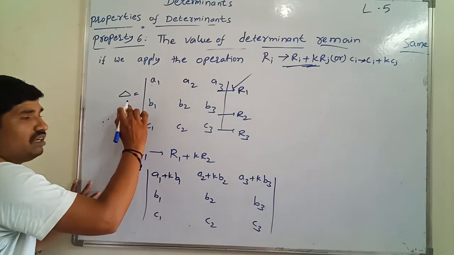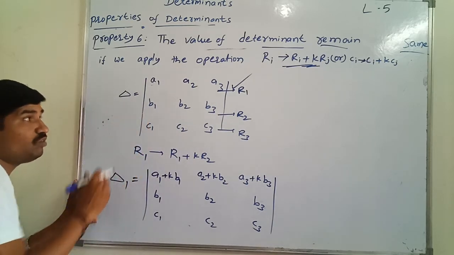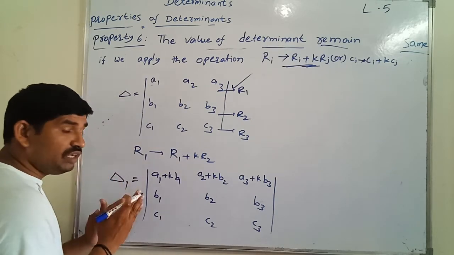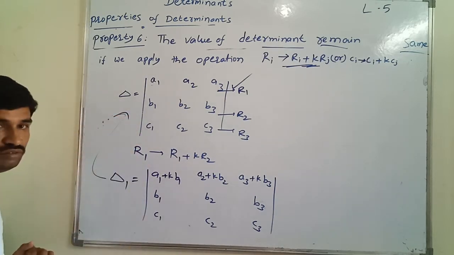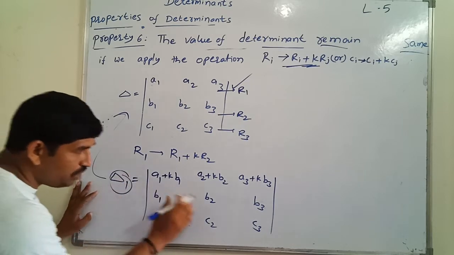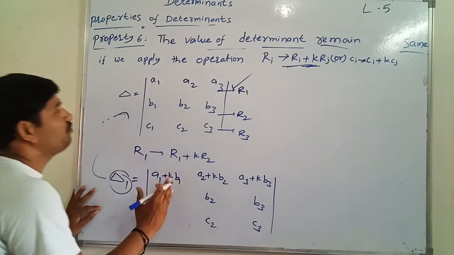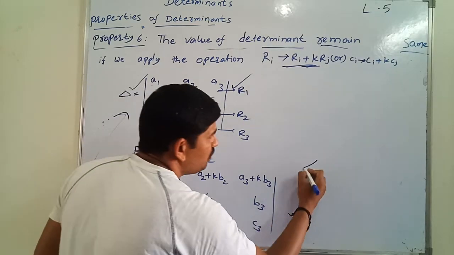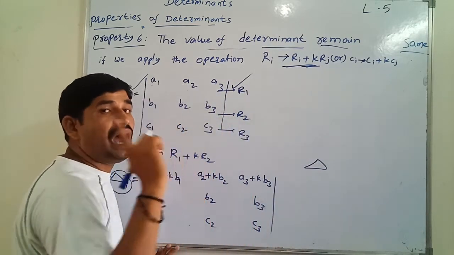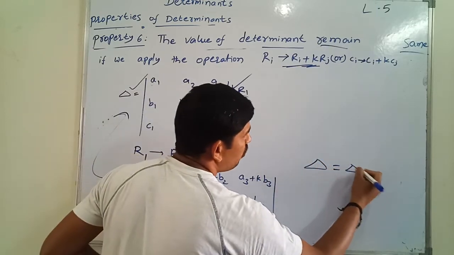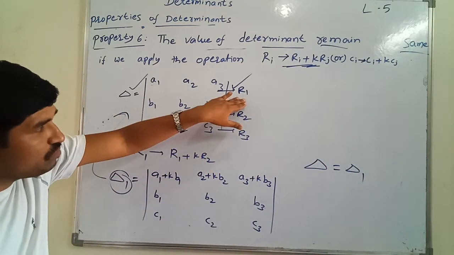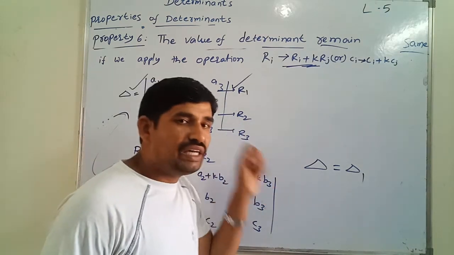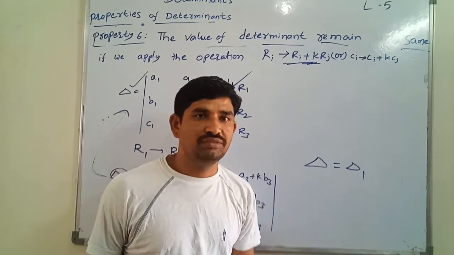Okay, this is delta and this is delta 1. We got delta 1 from delta, or not? But delta 1 is not different from the delta value. Whatever value delta 1 gives after the expansion is definitely equal to the value of delta only. That's why by applying the operation to the determinant, delta is equal to delta 1. Okay, we can see one example, and definitely it will be observed.